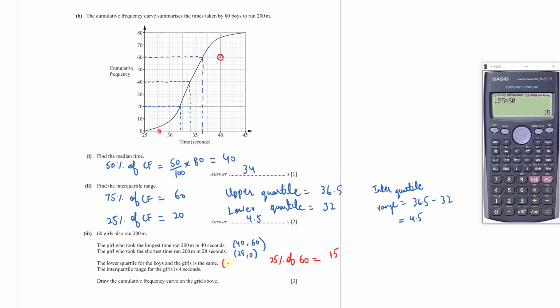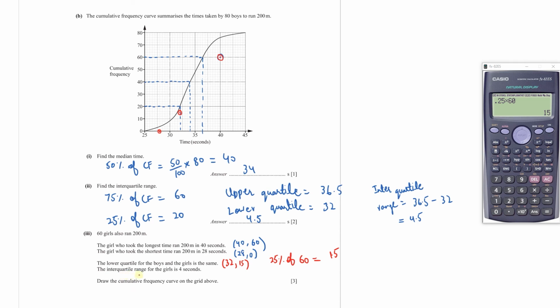So this point will be the lower quartile. On the x-axis the value is 32, and the cumulative frequency at that point is 15. On the x-axis you have 32, and on the y-axis you have 15. So 10, 12, 14, 15. Each small box here represents a value of 2, so 15 will be in the middle of this small block here.